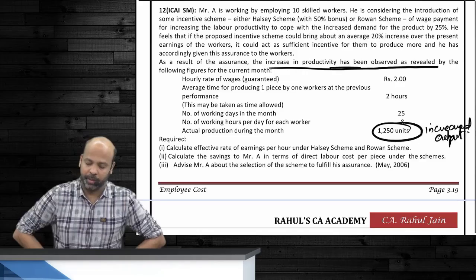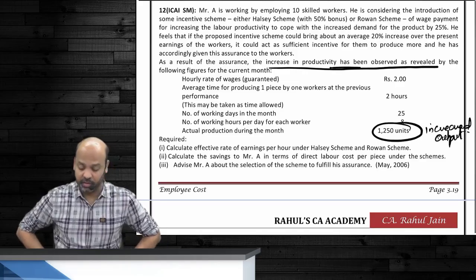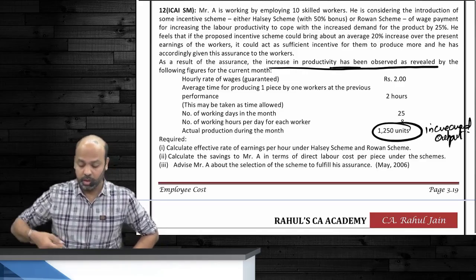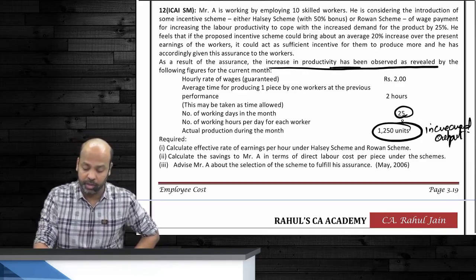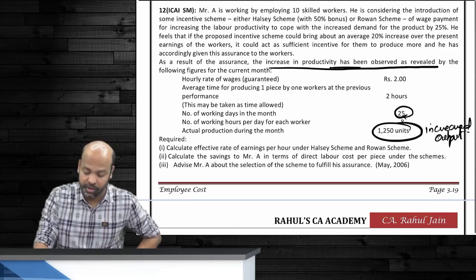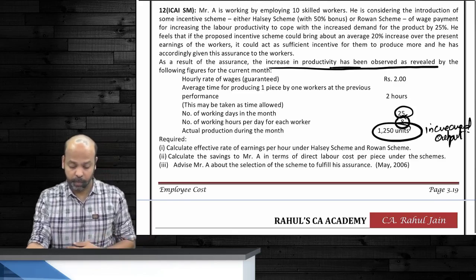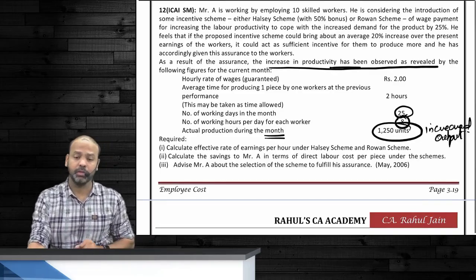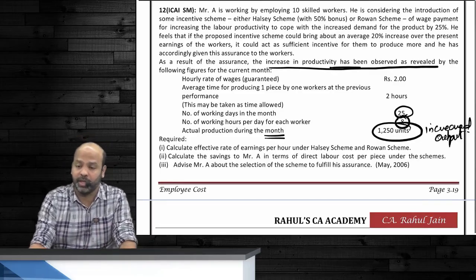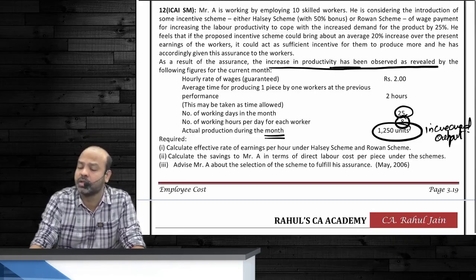Anyway, beta, here at present, each worker is taking how many hours? There are 25 days in a month, and the number of working hours per day for each worker are 8. The details are for 1 month. Now, what do you think, guys, would be the existing production? How did it come?